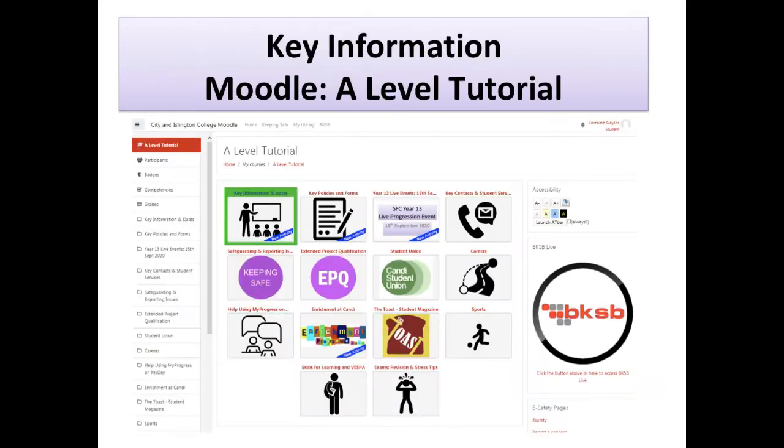So in terms of key information in the meantime, I would direct you to the Moodle page. So you access this through My Day, Moodle, and then A-level tutorial. So this is where you would have done your Keeping Safe module, but there's lots and lots of other great stuff here. One of them is it has the Year 13 live events information where you can access the links to this. This particular PowerPoint, for example, has lots of hyperlinks, and that will take you to those bits of information. So this should be quite familiar to the majority of you.